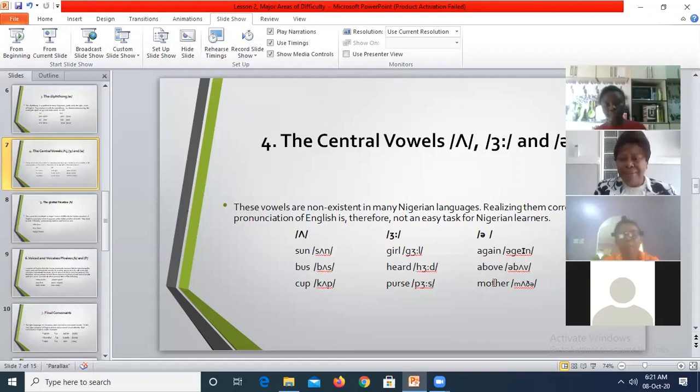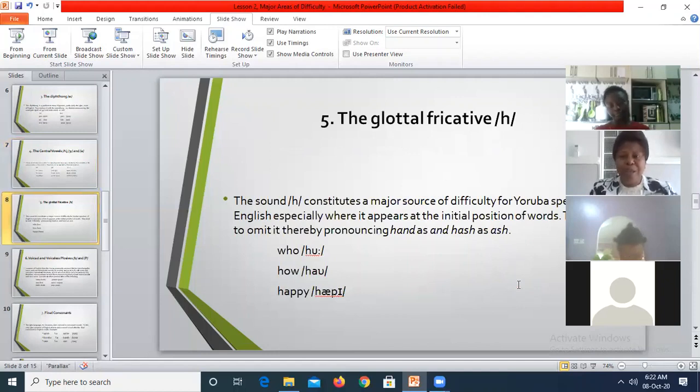Mother. You can see we have this schwa at the beginning of again. We have it at the beginning of above. And we have it at the end of mother. It's okay. Do not bother yourself about this now. When we deal with the individual sounds of the English language, we shall practice more and more about the pronunciation. Thank you, Prof.